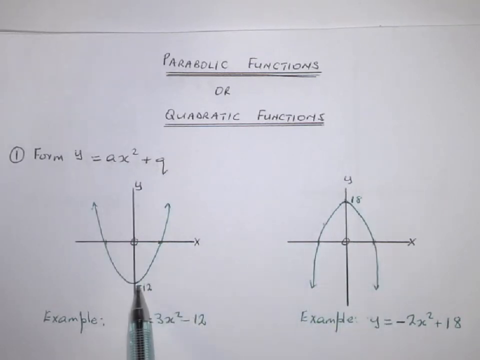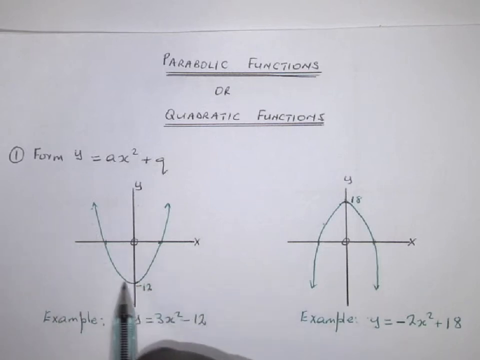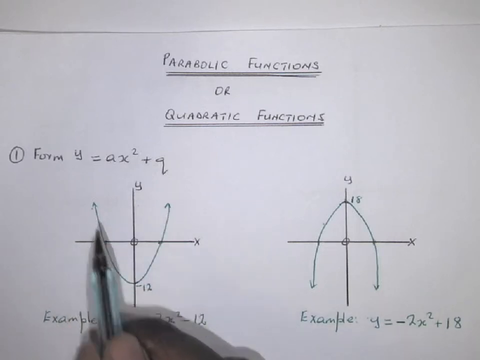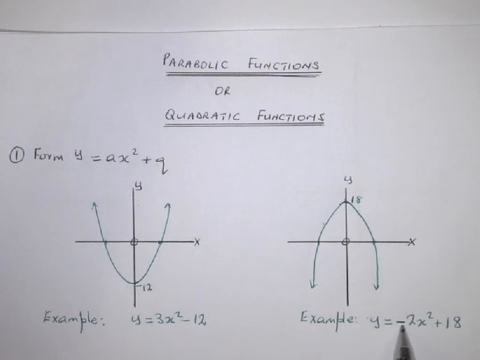In this case, let's look at this example. y is equal to 3x squared minus 12. And a is a positive number, so the graph looks like this. In this one, y is equal to minus 2x squared plus 18. The a is a negative number, it's a negative 2, so the graph looks like this.